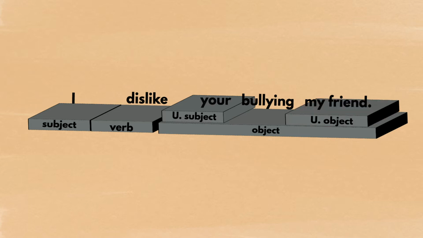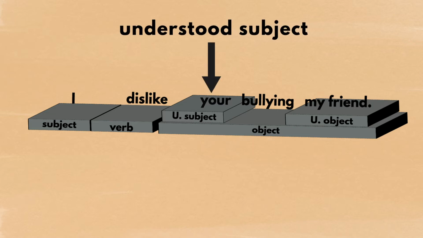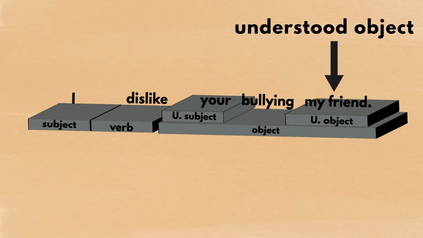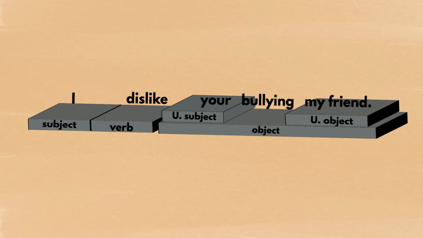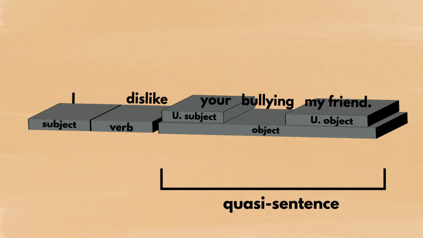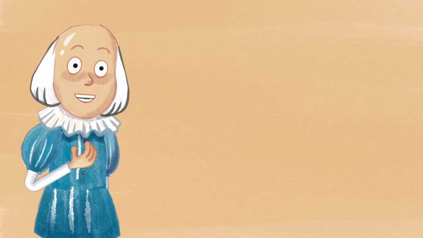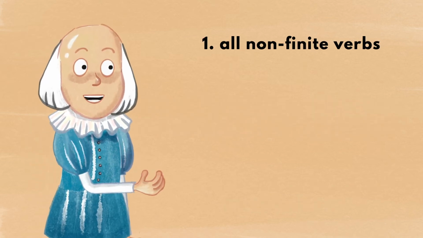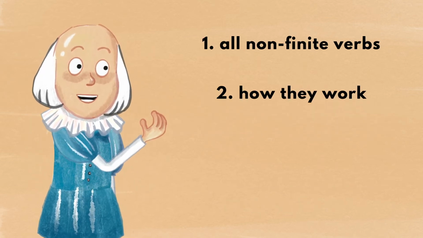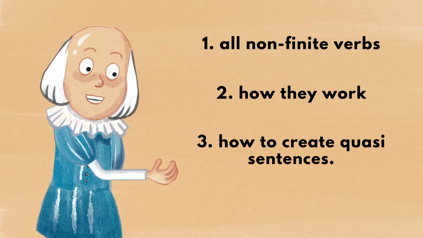If you think about who's being bullied, my friend is. Hence, you is the fake subject that expresses the meaning of a subject. We call this the understood subject. The phrase my friend is the understood object. Hence, the non-finite verb creates a quasi-sentence within the object. All non-finite verbs can create a quasi-sentence, and it is very important for reading comprehension. In this video, we'll look at all non-finite verbs, explain how each of them works, and how they create a quasi-sentence. Let's begin. Let's start with the gerund.